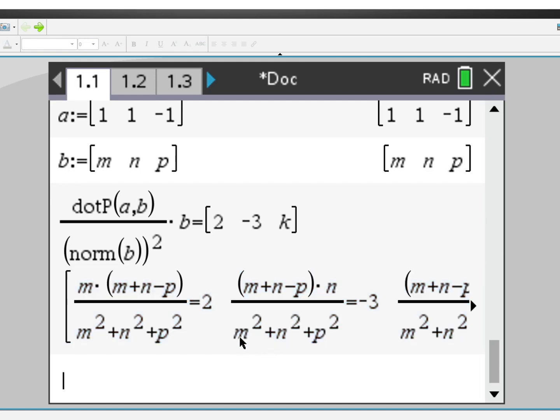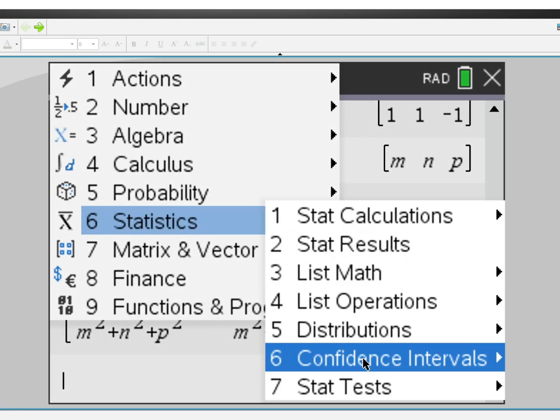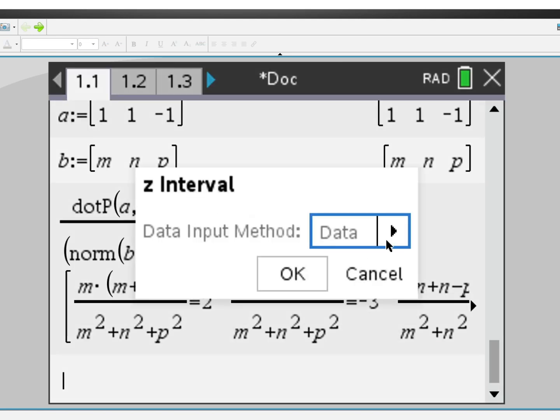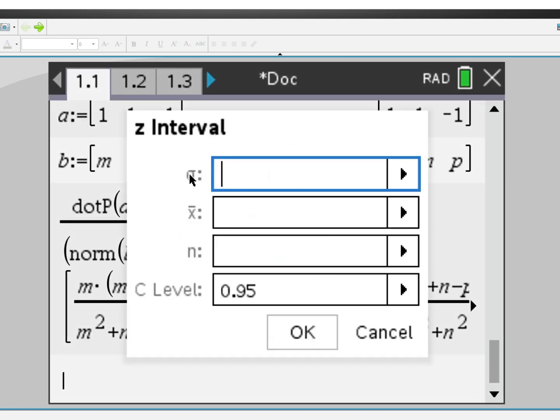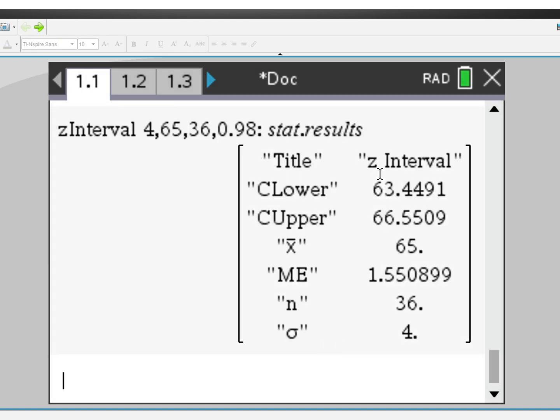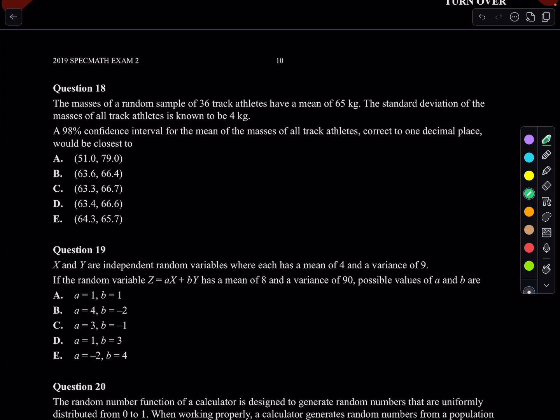Let's do that. To find the 98% confidence interval, go to menu, statistics. In Specialist, you use Z interval and present stats. So what was our standard deviation? It was 4. What was our mean? It was 65. And the sample was 36 athletes. And we want 98%. Press enter, control enter, and here's our C lower and C upper. To 1 decimal place, that's 63.4 and 66.6, so 18 is D.